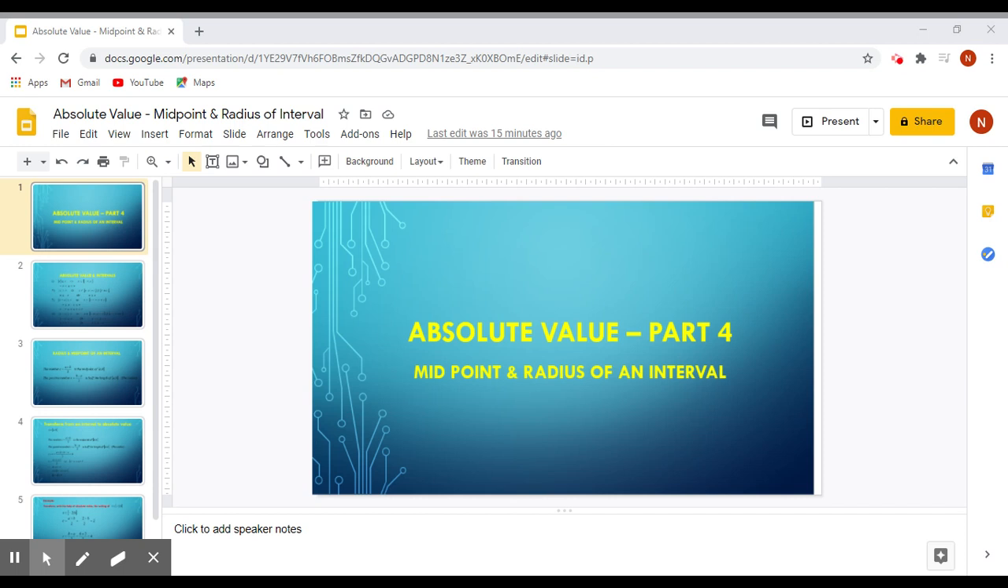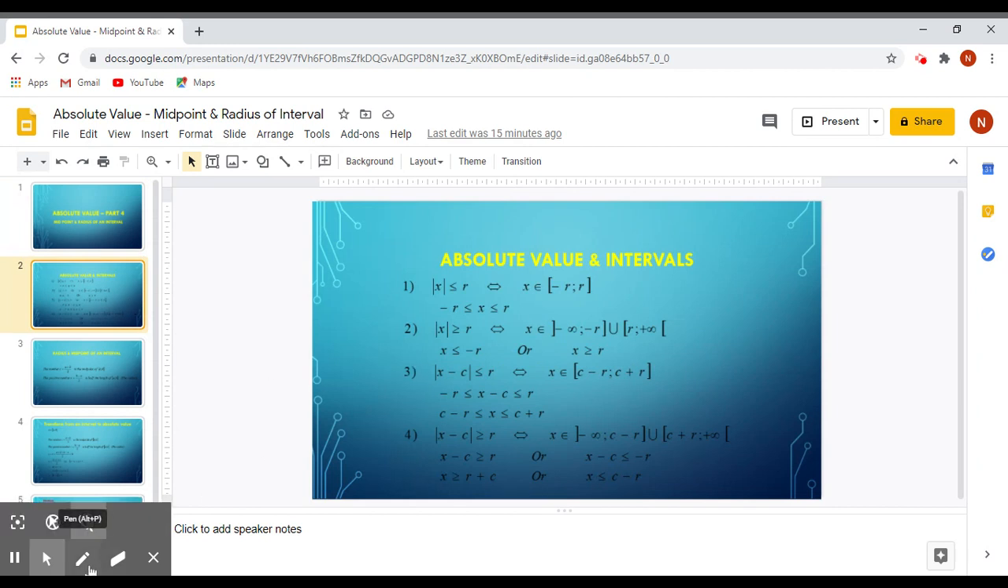In this video, we are going to continue with the absolute value. We're going to talk about the midpoint and the radius of an interval and why we use them. First of all, I'm going to go through things that we did before.